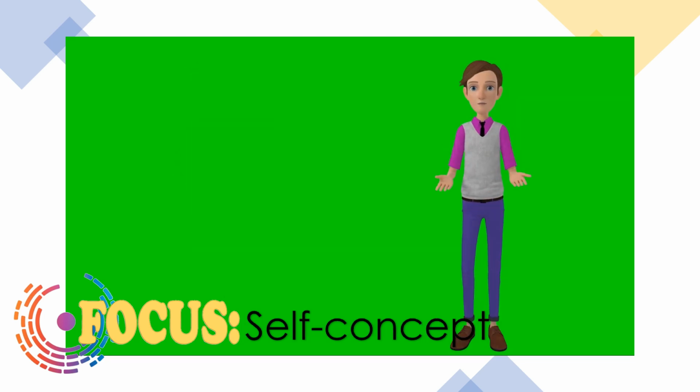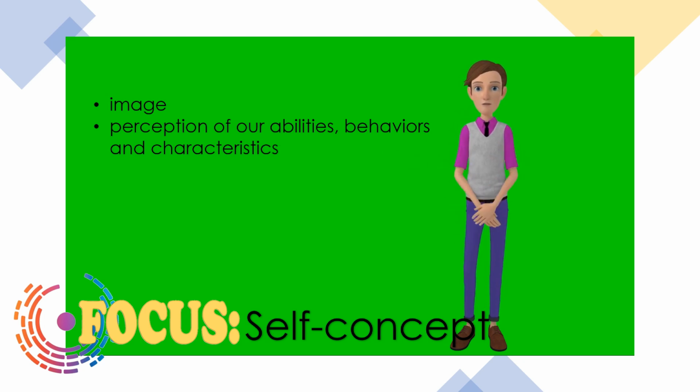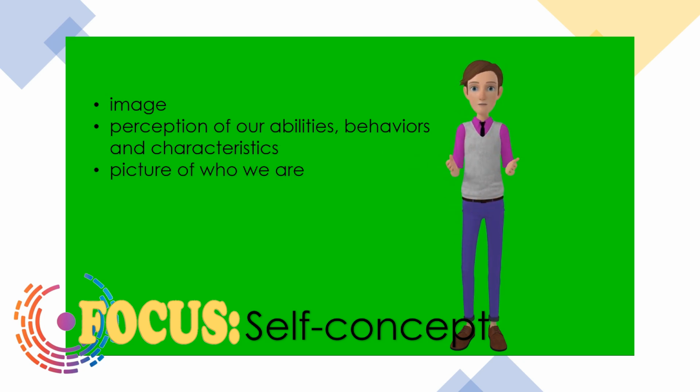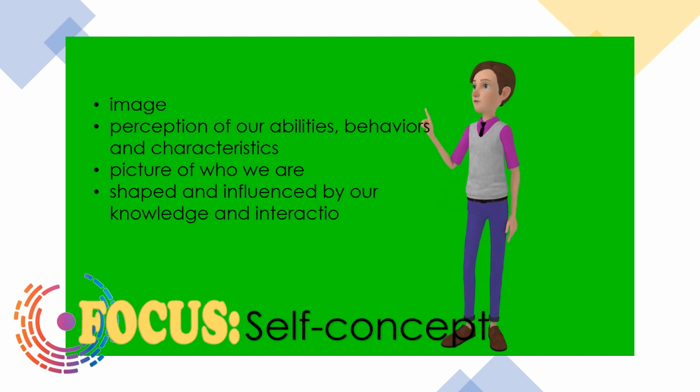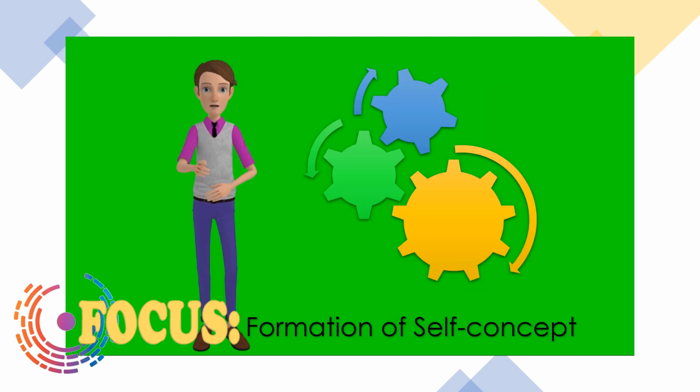Self-concept is the image or the idea we have about ourselves. It can be thought of as our perception of our abilities, behaviors and characteristics. It helps us draw a mental picture of who we are physically, socially and emotionally. We form and develop our self-concept over time. It is shaped and influenced by our knowledge and interactions with our immediate environment. Self-concept begins during early childhood. It continues to develop and evolve throughout our life.